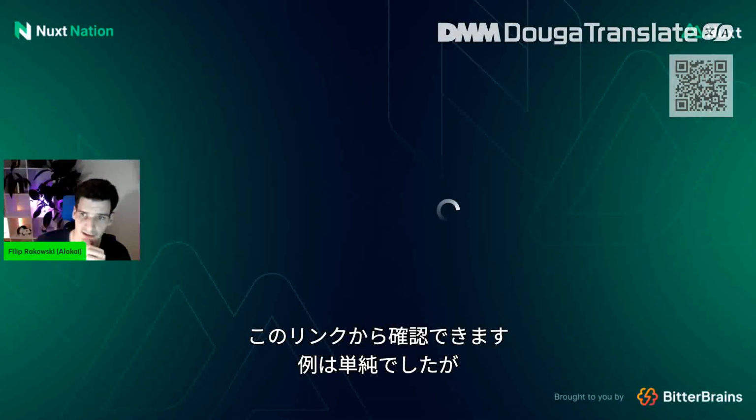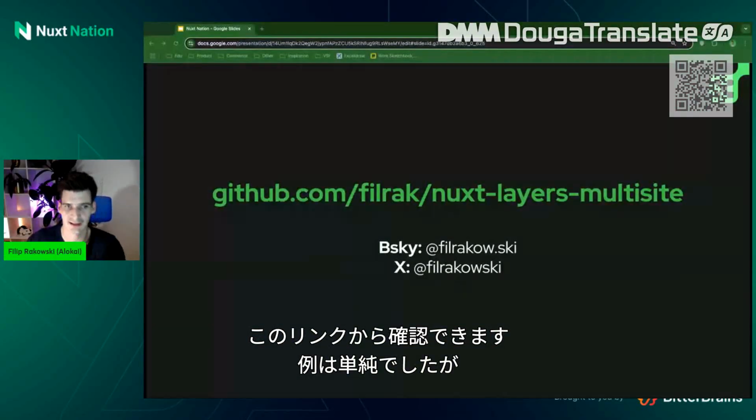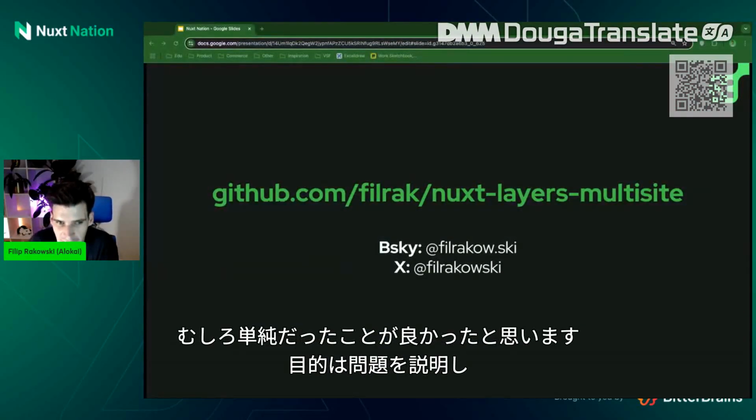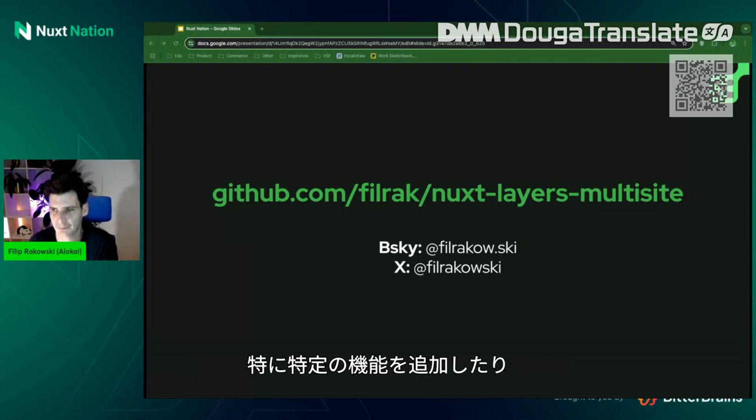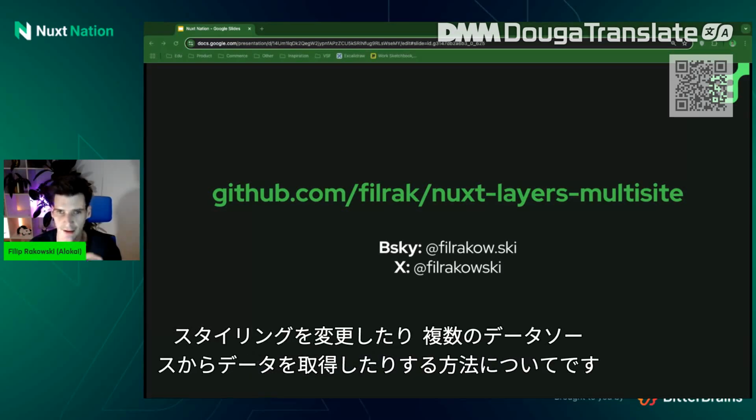If you would like to see the repo, let's get back to the presentation. You can find it under this link. And I know that the example was quite simple, but I think it's actually great that it was simple, because the goal was to illustrate the problem and outline some possible solutions to different sub-problems, especially adding specific features, changing the styling, and also getting the data from multiple data sources.